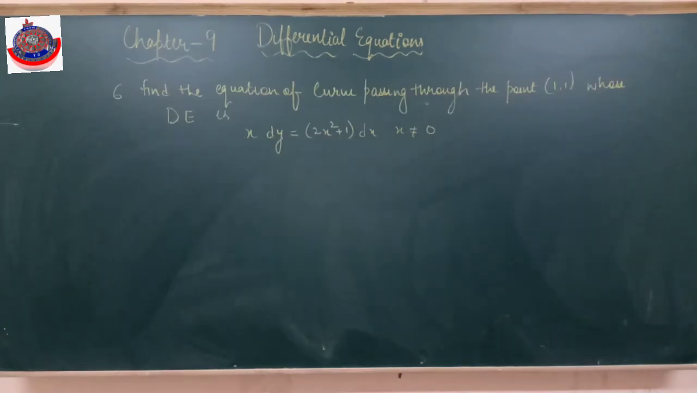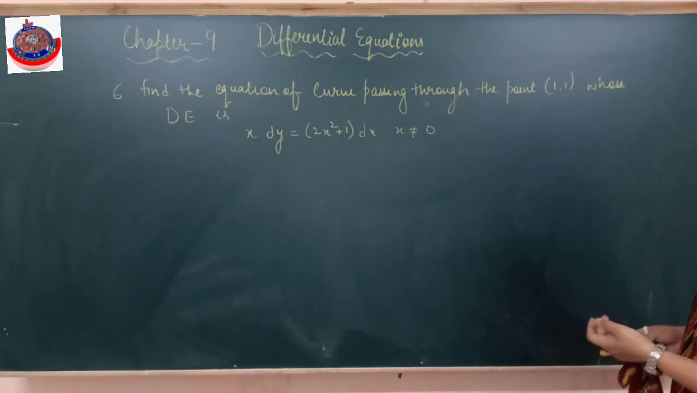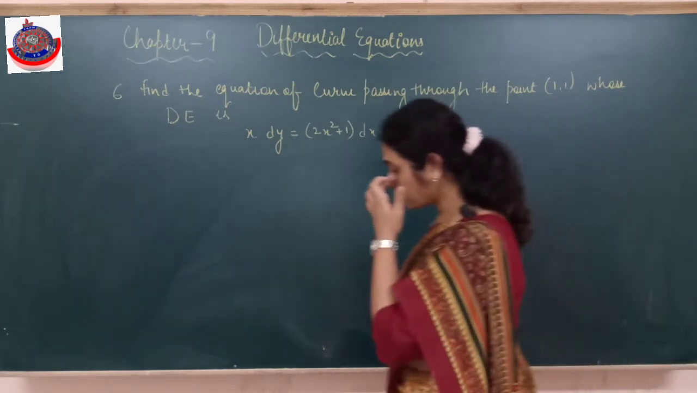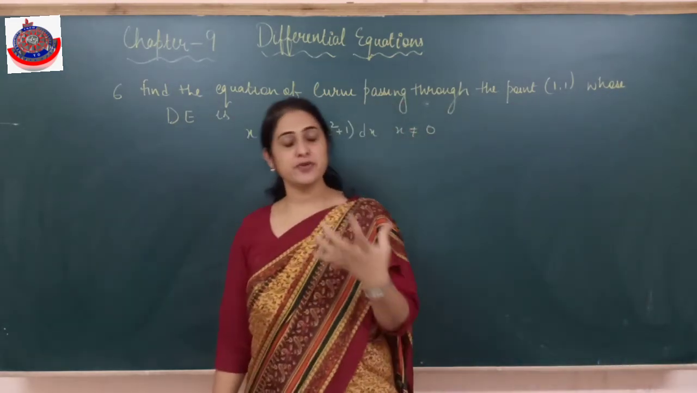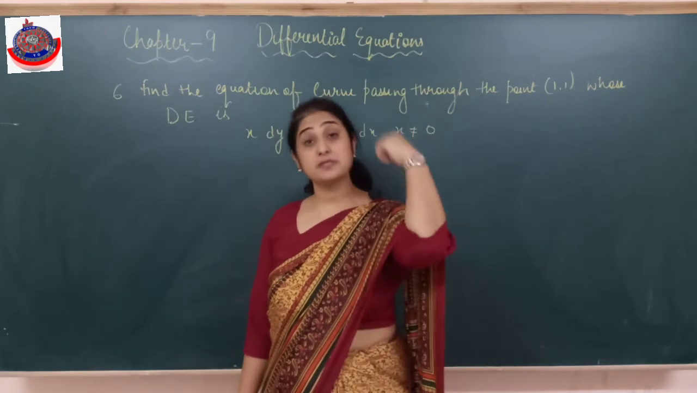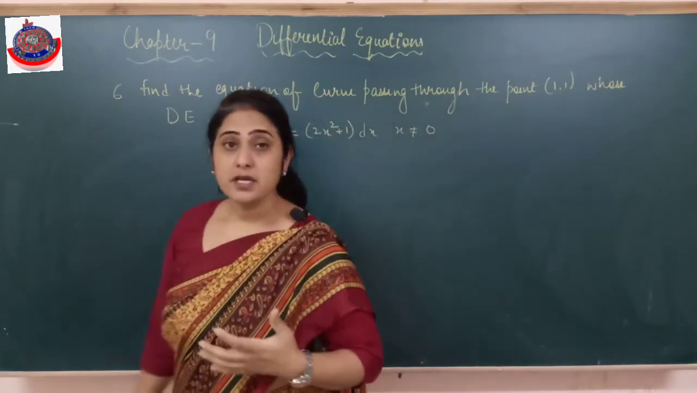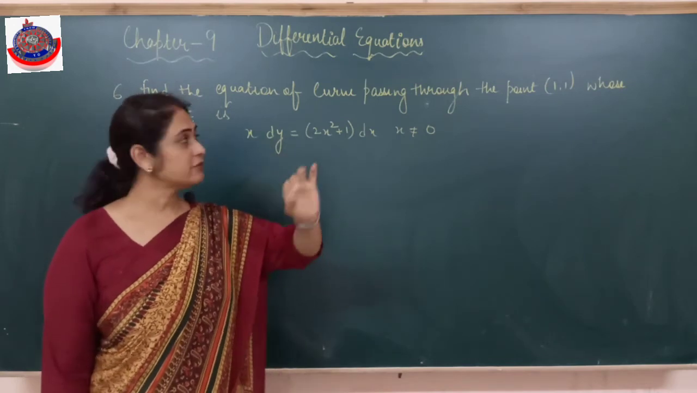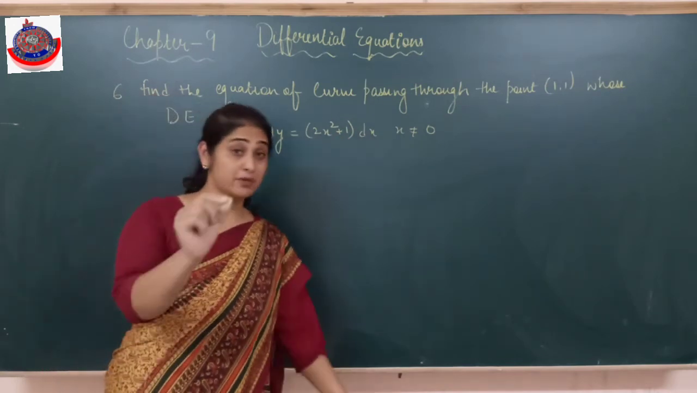Let's read the next one. Find the equation of the curve passing through the point (1, 1) whose differential equation is given like this. When we started integration, the geometrical interpretation, these are the curves. So these are the differential equation of a curve. I have to find out that particular curve which is passing through (1, 1).